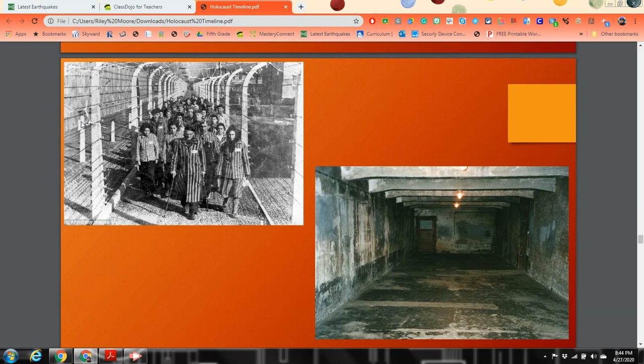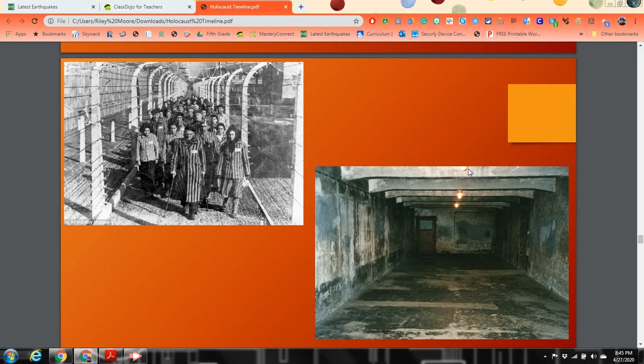But actually, they went into these chambers that looked like this on the bottom right, that they assumed were showers, but as soon as they got in there, gas came from the ceiling. The gas would come down from the ceiling and kill the people in there.